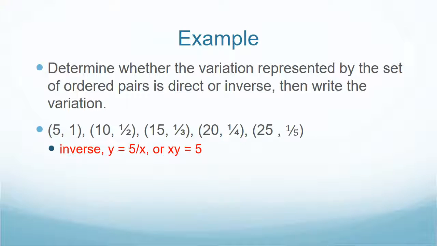Okay, it is an inverse variation. Every time you multiply the x times y, you get 5, which means 5 is our constant. So we have y equals 5 over x, or xy equals 5.